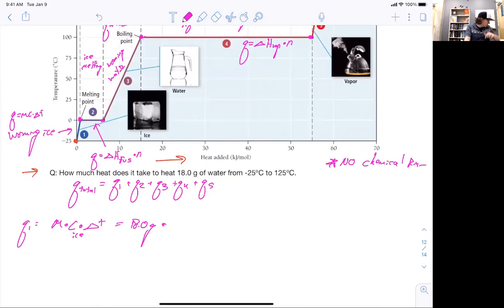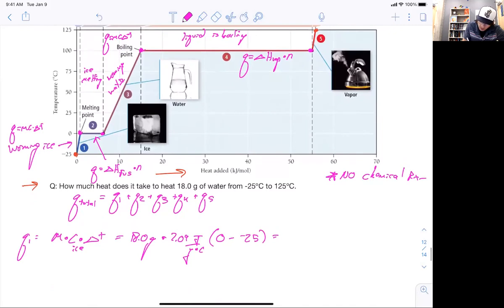It says that the specific heat capacity of ice is 2.09 joules per gram per degree Celsius. And then delta T is T final minus T initial. T final is what the temperature gets to. It started at negative 25 and gets up to 0 before it starts to melt. So T final is 0 minus a negative 25. So minus the negative, that delta T is 25. So 25 times 2.09 times 18.